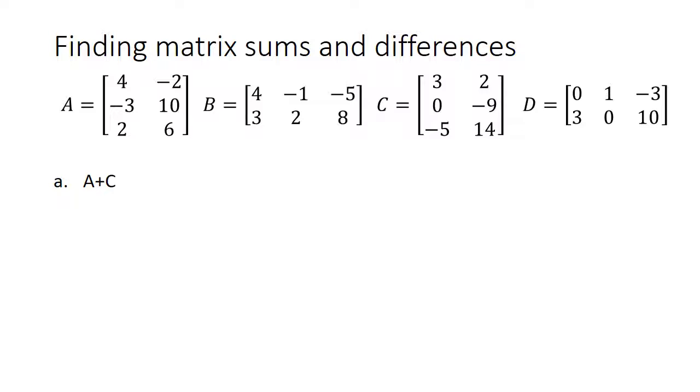First thing we need to check is, are they the same size? Can we add them? So A is a 3 by 2, and C is a 3 by 2. So since they are the same, we can add them.